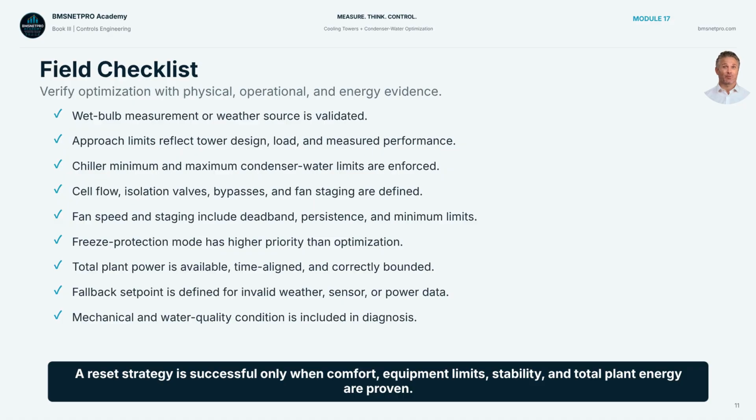This checklist summarizes the field standard. Validate wet bulb measurement. Set approach limits from tower design, load, and measured performance. Enforce chiller condenser water limits. Define cell flow, valve sequencing, bypass behavior, fan staging, dead bands, and persistence. Make freeze protection higher priority than optimization. Use total plant power if you're making an energy claim. Define fallback when weather, sensor, or power data are invalid. Include mechanical condition and water quality in the diagnosis.